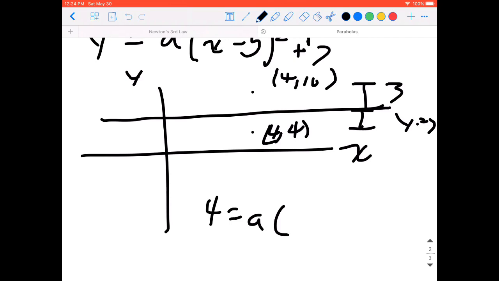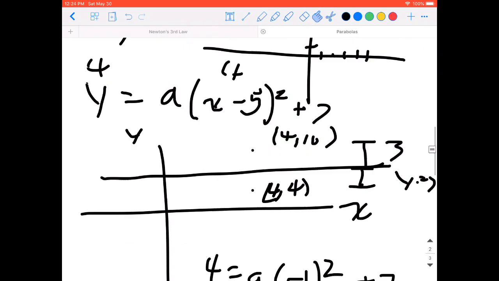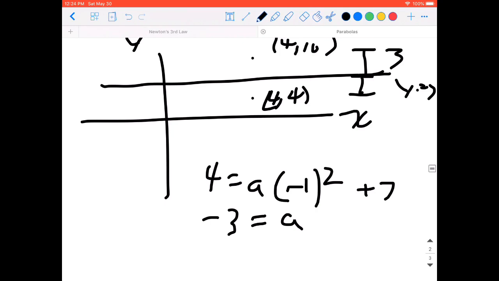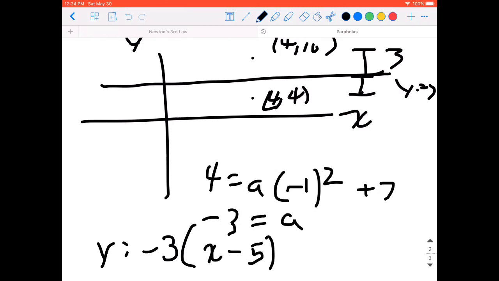So let's just do that really quickly. 4 equals a times negative 1 squared plus 7. So we've got negative 3 equals a. And there we go, that's it. We could have already known this from the beginning, but let's just write down our answer first. y equals negative 3 times (x minus 5) squared plus 7.